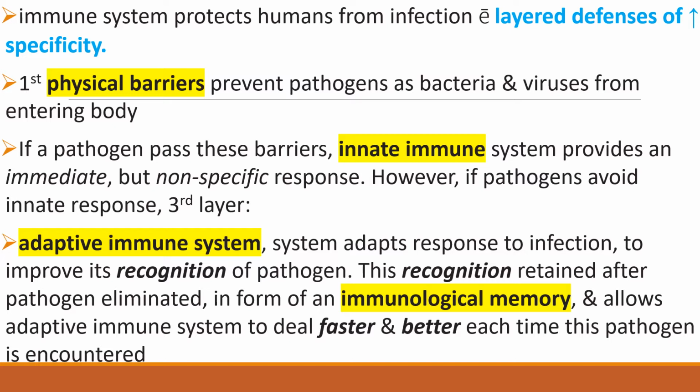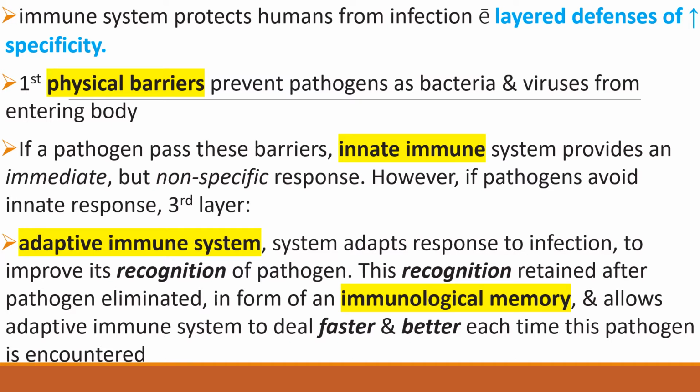So, it is composed of many layers. First, the physical barrier. It prevents pathogens such as bacteria and viruses from entering the body. If pathogens pass these physical barriers, the innate immune system provides an immediate but non-specific response.